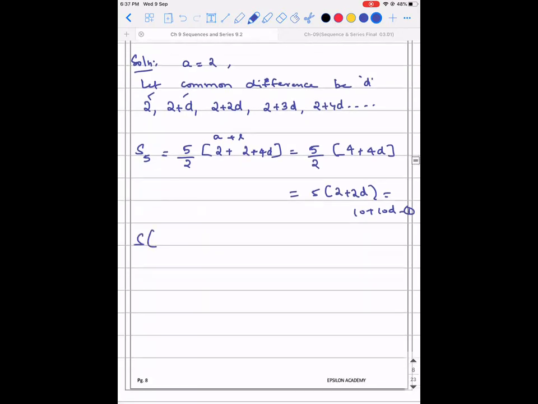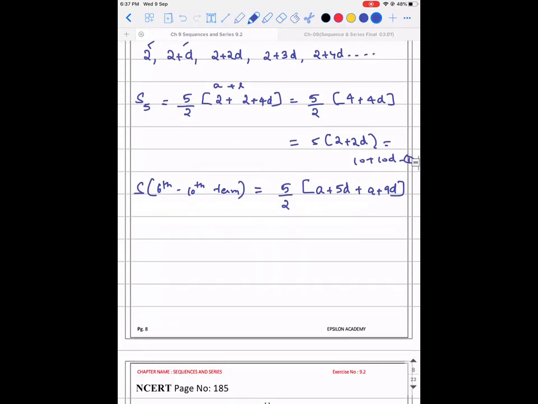Sum of the 6th to 10th term. So the 6th to 10th term will give you the next 5 terms. So it is n by 2. How many terms are there? 5 by 2 into what will be the first number of the 6th to 10th term? It will be A plus 5D. And what will be the 10th term? A plus 9D. That's right. So it will be 5 by 2 into 2A plus 14D.